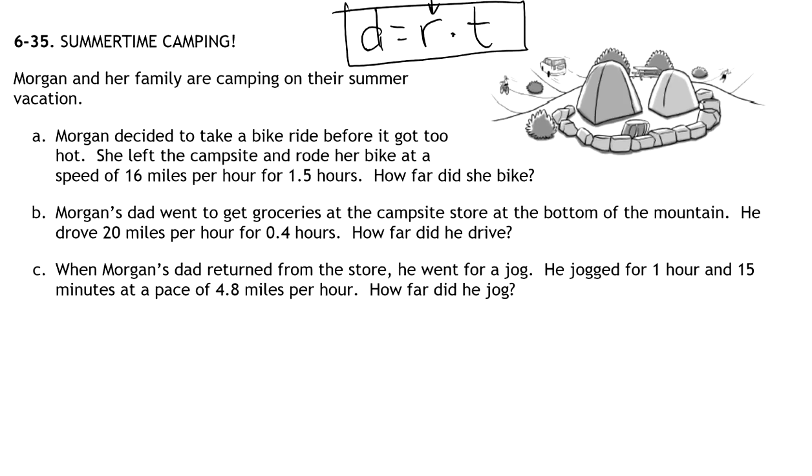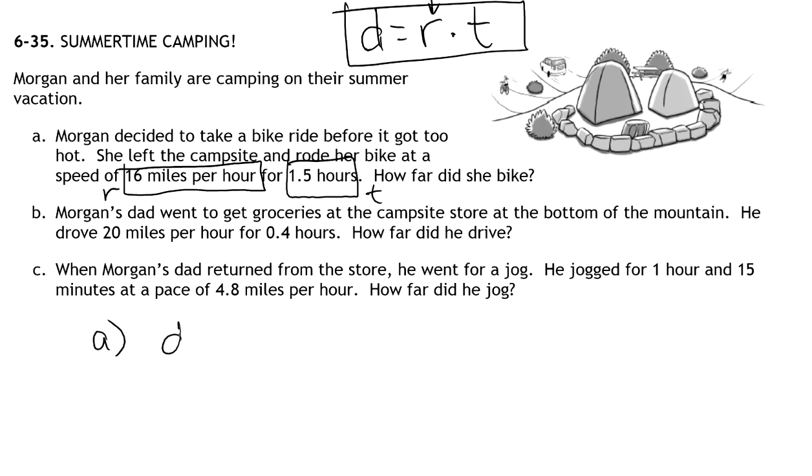So just three quick examples here. Morgan decided to take her bike ride before it got too hot. She left the campsite and rode her bike at a speed of 16 miles per hour. So you can see here is her rate. This is R. And she did so for a total of 1.5 hours, right? That's the amount of time. So how far did she ride the bike?